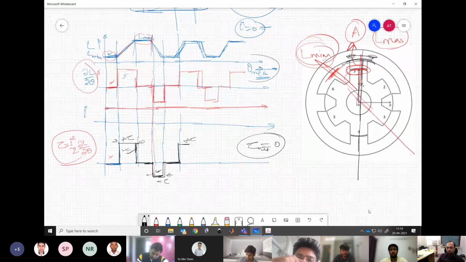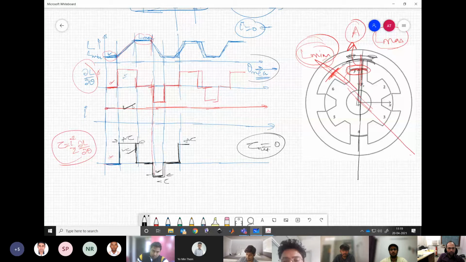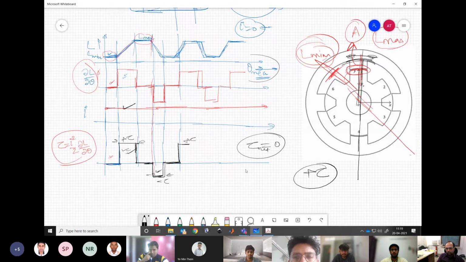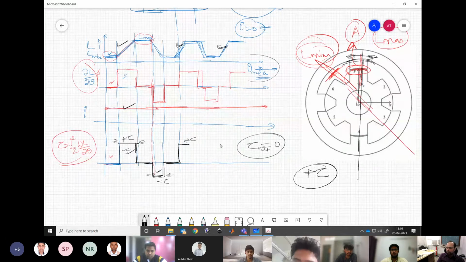So what we need to do, we need to apply the current excitation only when it is necessary, only when it is required. Understanding my point, right? So when it is required, let's say we want to generate a positive torque. So when we should apply the current or excitation? Only when our dL by d theta is positive. This point you are getting?